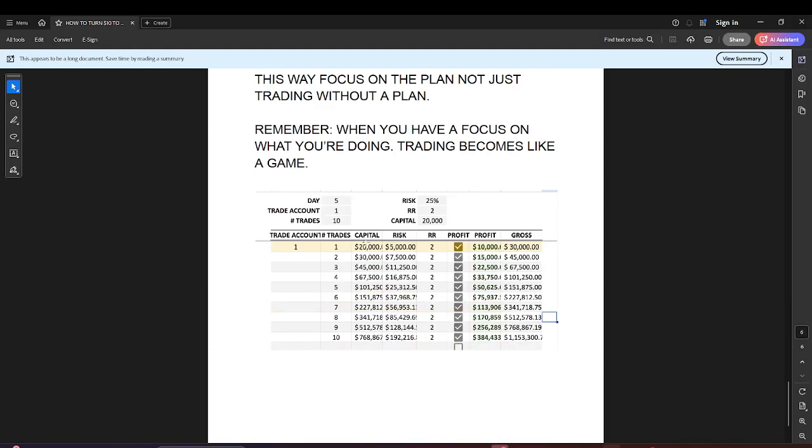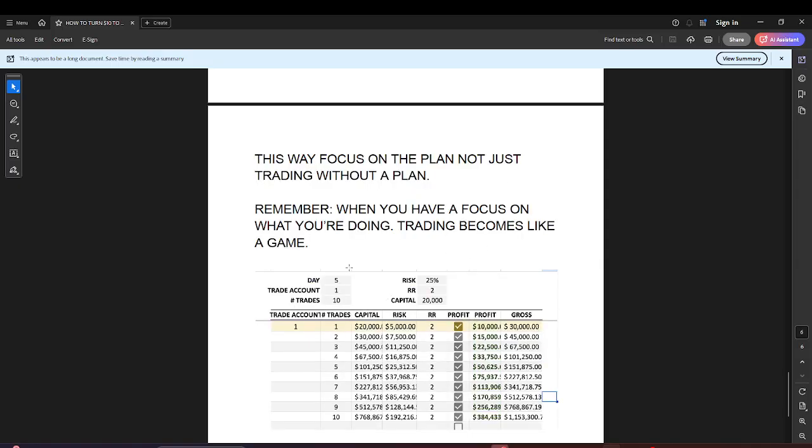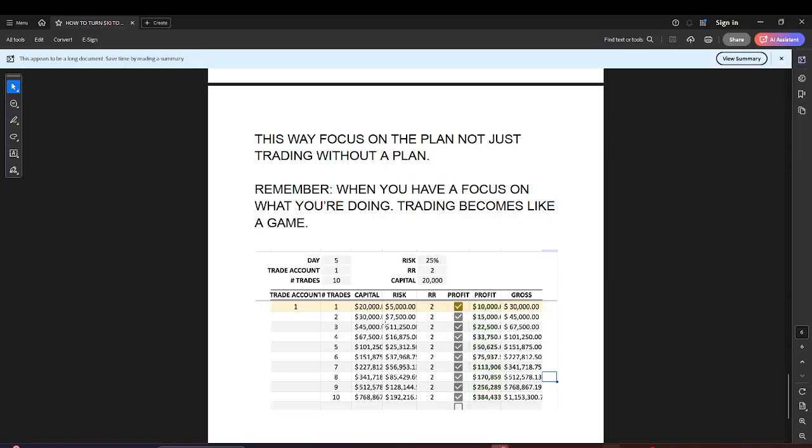Then from there, when you make 50K, you draw out 30K, and you're left with 20K, and you take the risk of 20K, still risking the 25%. The major point here is the 25%. That's the secret here, and you make $1 million.